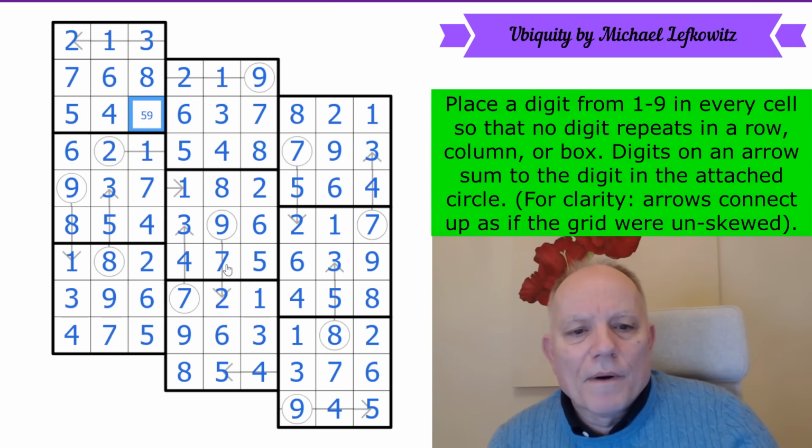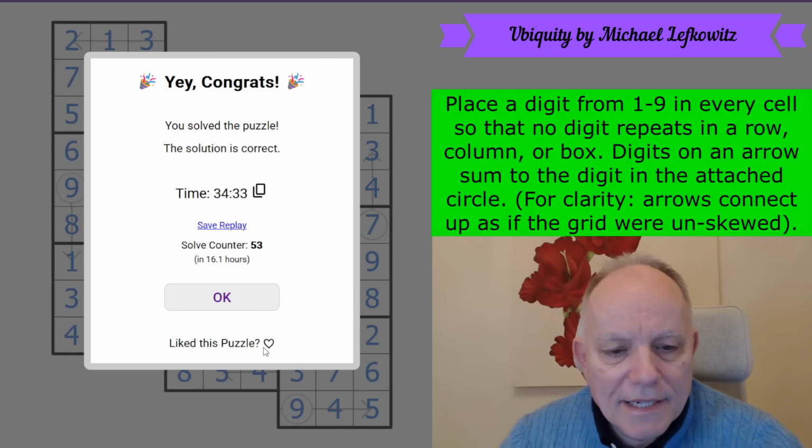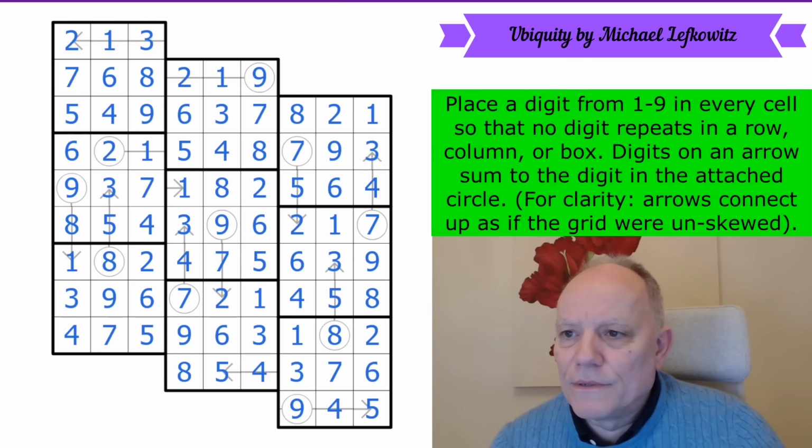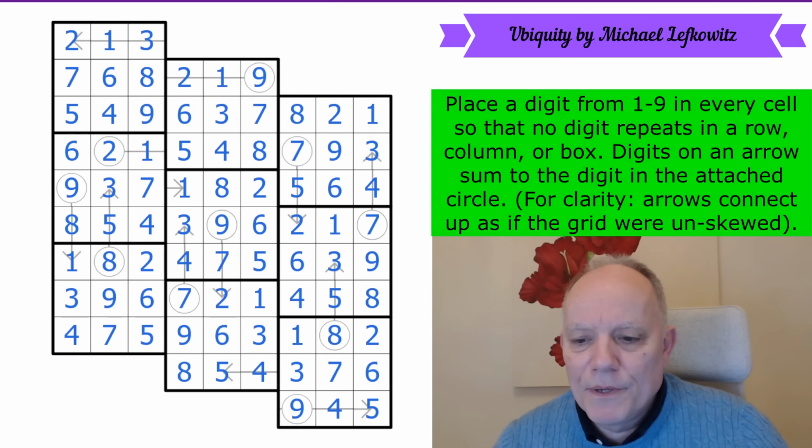What a beautiful puzzle, Ubiquity. And that is a Latin word meaning everywhere, and we were everywhere in that puzzle. Had to go all over it to finish it. It's beautifully elegant, it's really clever. It's Michael Lefkowitz all over, and I've enjoyed myself.